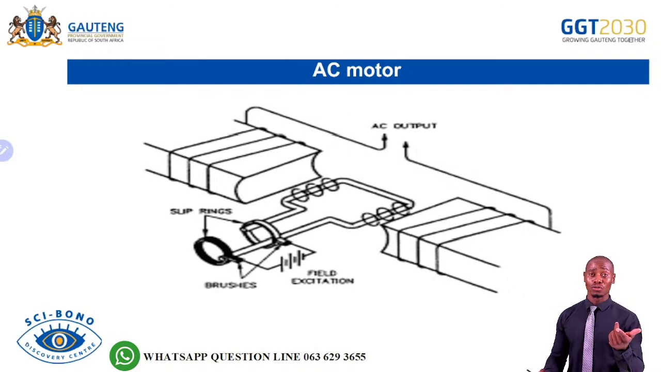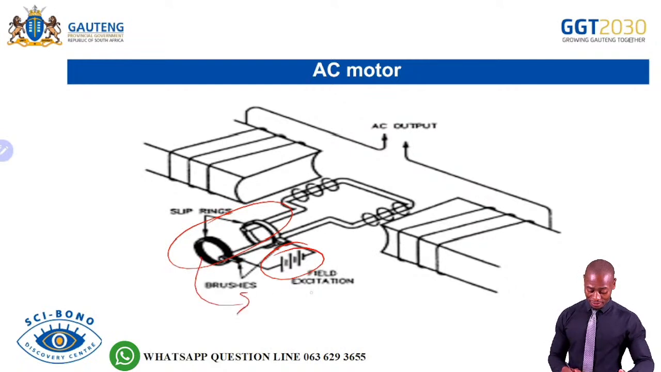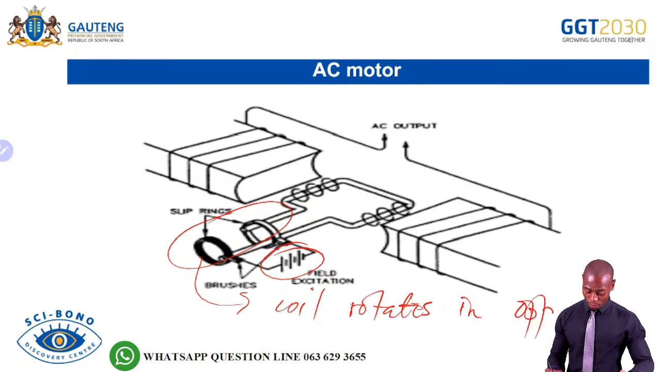This is an AC motor, learners. Why am I saying it's an AC motor? You can see that there's a source of power, and then there are slip rings. What is the function of the slip rings? The coil here should rotate in opposite directions.